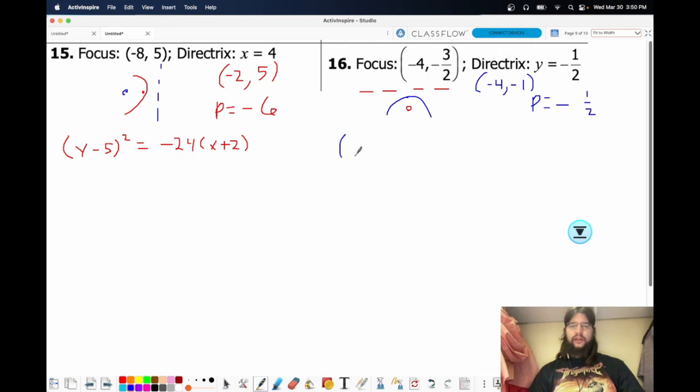It's vertical, so we're starting with the x. X plus 4 squared equals half of 4 is 2, and it's going to be negative, times Y plus 1. And that's it. There we go.